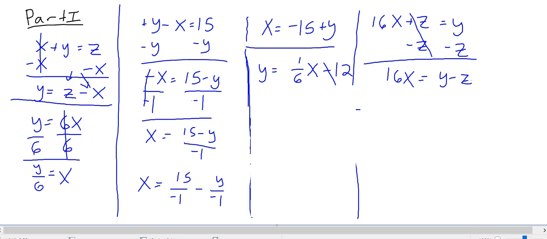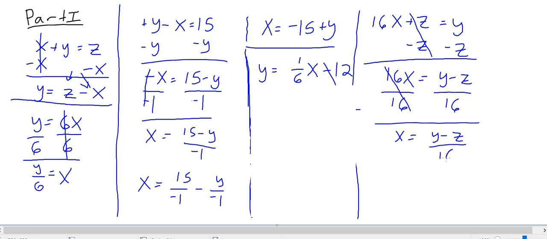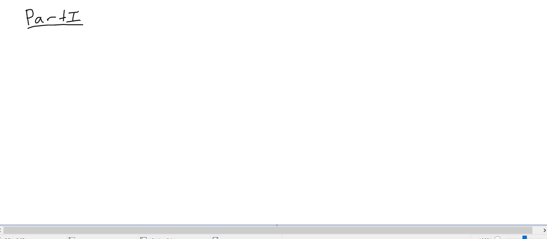Now we have x, and x has a coefficient. We want to solve for x alone, not x with a coefficient. So we're going to divide away the coefficient. Since we're dividing the left-hand side by 16, we also have to divide the right-hand side by 16. The 16's cancel out, and x is equal to (y minus z) over 16, which is the answer. Let's try one last question.